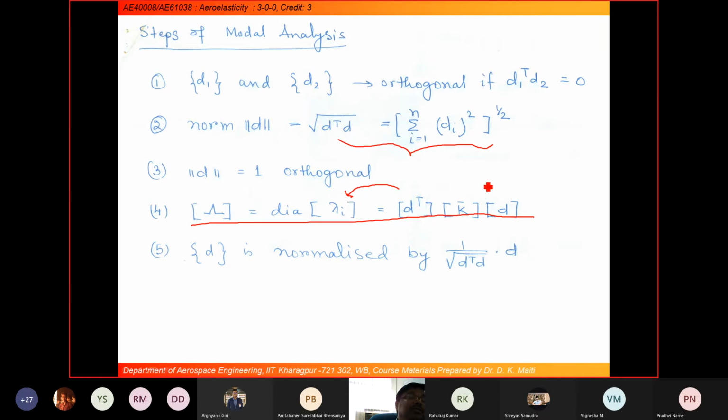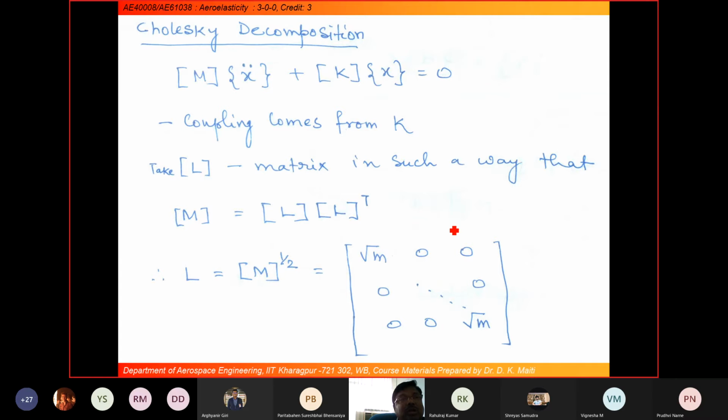Sorry, lambda I, which is basically omega I whole square. That is the natural frequency square. And this way, when we are doing the normalization of the modal vector with respect to this, then this modal vector will become mass normalized. Let me start with this.